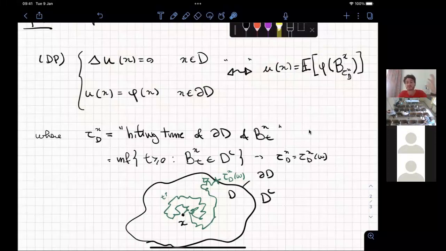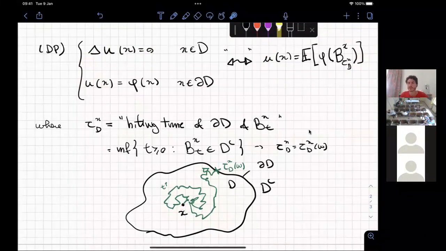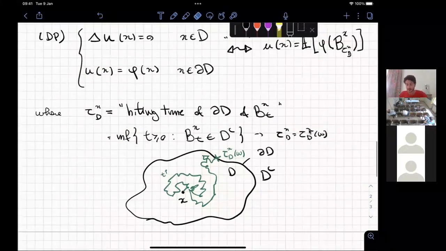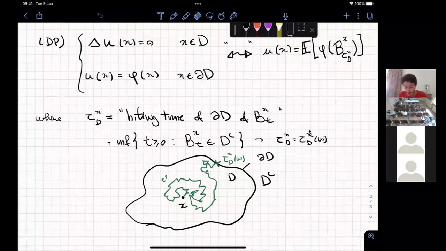So two different kinds of problems. Here we start, we prescribe the boundary condition, and then we let the Laplacian spread things. Here we just start a Brownian motion, let it evolve, then we do some magic, composing it with a function, and then we obtain a solution to the same problem. So this is the connection that I want to explore today.